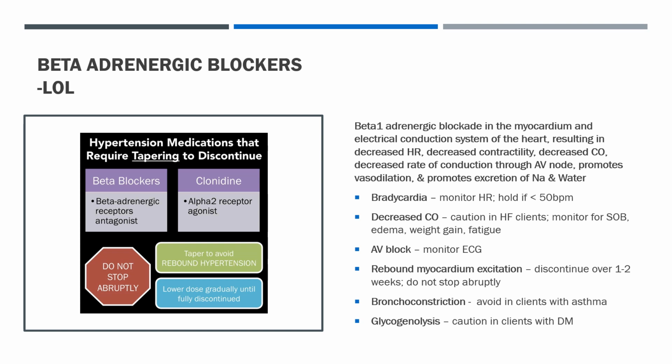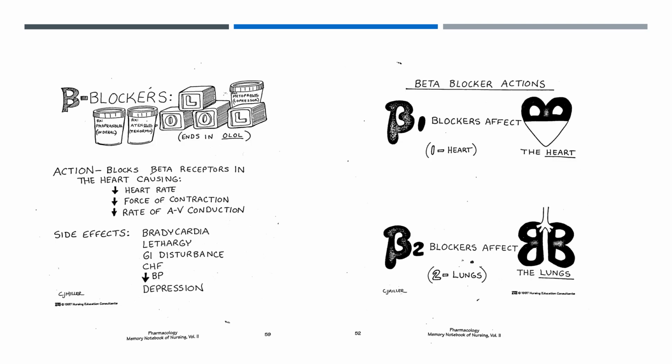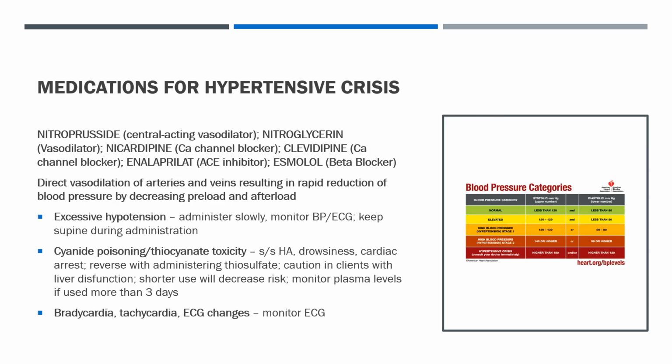So beta blockers, BBBBD: beta blockers, BB, bradycardia, bronchoconstriction, and then your dysrhythmias, because it's also an antiarrhythmic, okay? Here is your mnemonic for your beta blockers. There's the difference between a beta 1 versus a beta 2 blocker. Beta 1s affect the heart and beta 2s affect the lungs. And then another one about your beta blockers for your "lols."